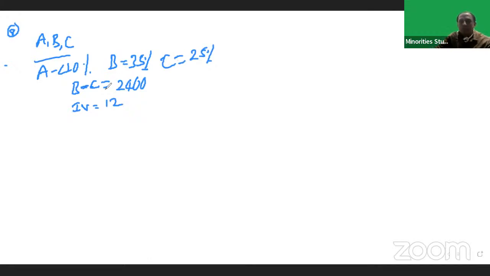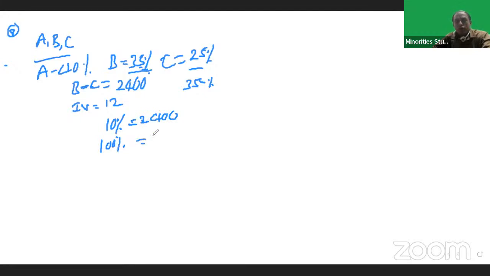According to the question, the difference between B and C, that means 35% minus 25%. 35 minus 25 is 10%. So 10% is equal to 2400.